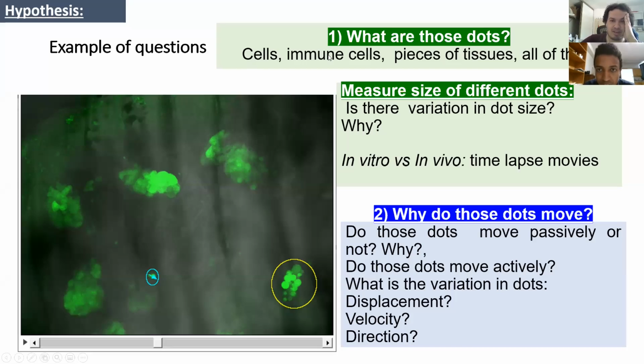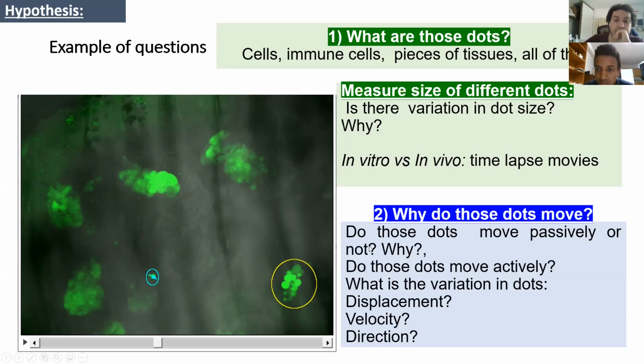Okay, good. So we can ask what type of cells are those ones. We can measure the size. Are they very tiny? Are they pieces of tumor? Are they a single cell? What are the shapes? And you can answer those questions.